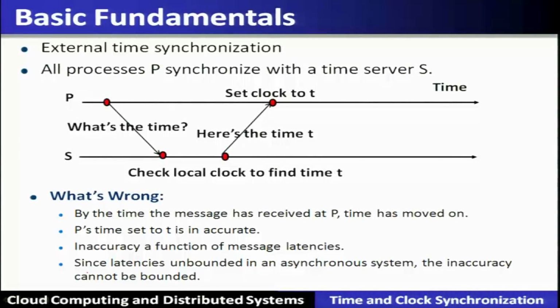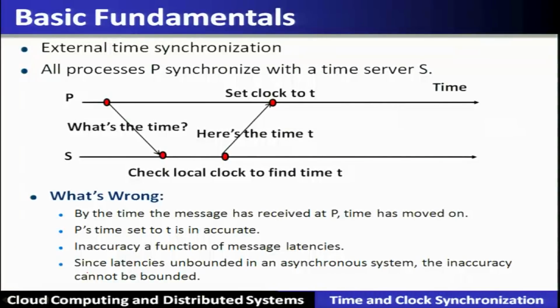So, let us see through this example. All the processes, let us say that P will synchronize using a standard time server S, which maintains the accurate time. Such a process P sends a message to S: what is the time? S will check the local time, let us say T, put it in a message and send the message back to the process P: here is the time T. When the message is received by P, it will set its clock to time T.